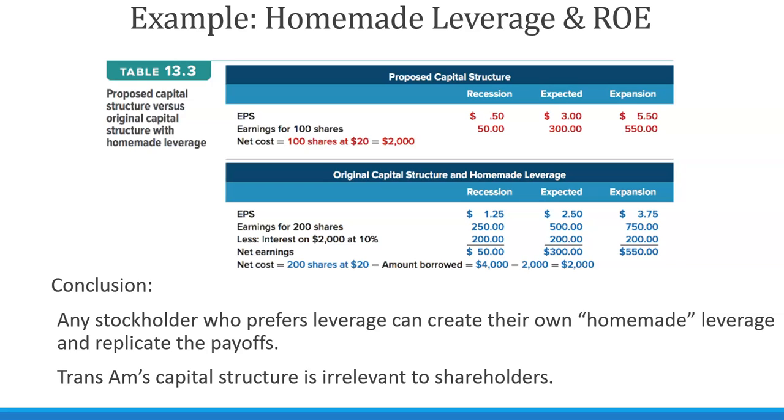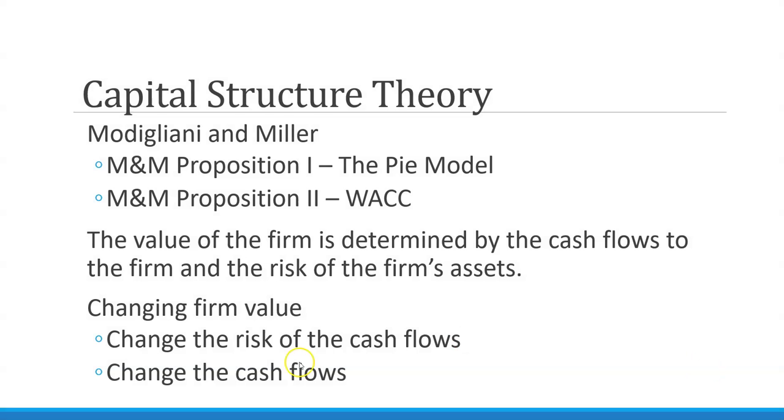So if we want to make the homemade leverage, we would borrow an additional $2,000 and buy more shares of stock. That way, that would help us to get the payoffs under our proposed structure. We can create them with that personal borrowing. That's called homemade leverage. And if we create homemade leverage to replicate those payoffs, then whatever capital structure the company chooses becomes irrelevant to us as shareholders looking to keep our return the same.